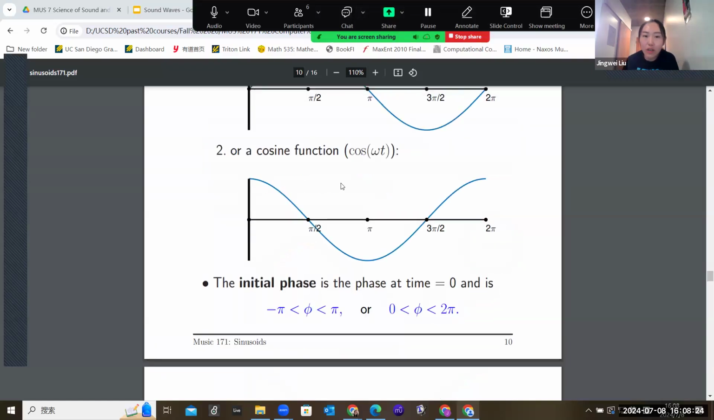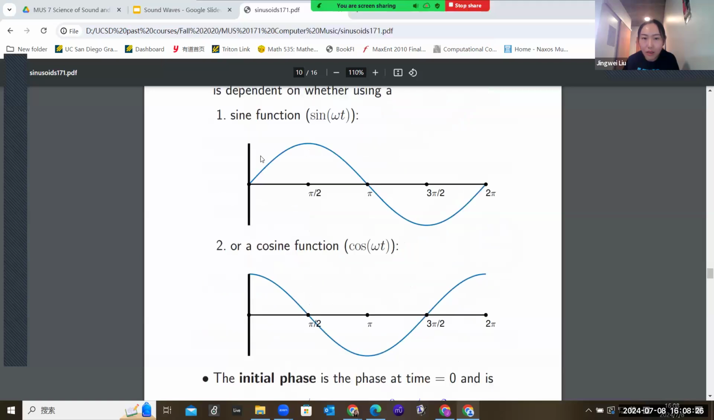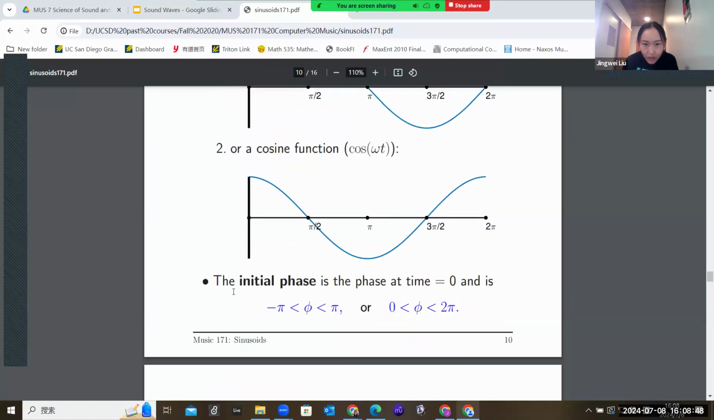A cosine function is of this form, and this is a sine function. The sine function starts at 0, when the position is 0, and the cosine function starts when the amplitude is the highest. If the amplitude is 1, it starts with 1. The initial phase is the phase at time 0, and phi is between minus pi and pi, or between 0 and 2 pi.